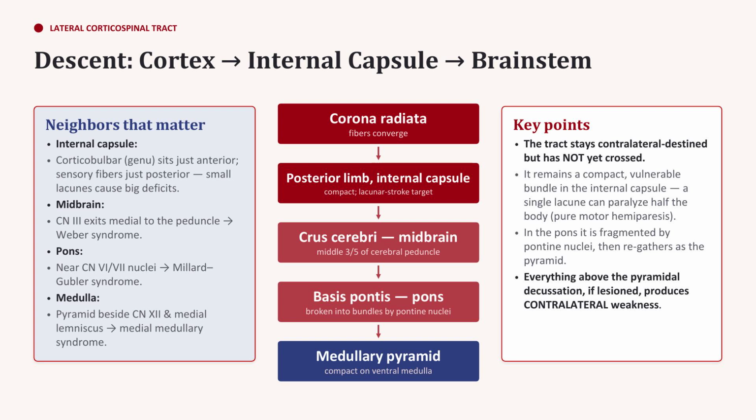In the pons, the descending fibers are broken into bundles by the transverse pontine nuclei and lie near the 6th and 7th nerve nuclei, the setup for Millard-Gubler syndrome. The fibers then regather on the ventral medulla as the pyramid, adjacent to the hypoglossal nucleus and medial lemniscus, the medial medullary syndrome. The unifying principle: everything on this slide is above the pyramidal decussation. So any lesion here produces contralateral weakness. Hold that thought. The crossing is the next slide, and it flips the rule.